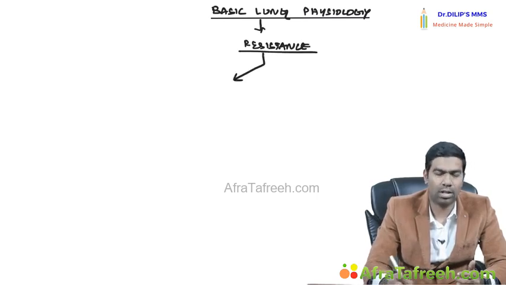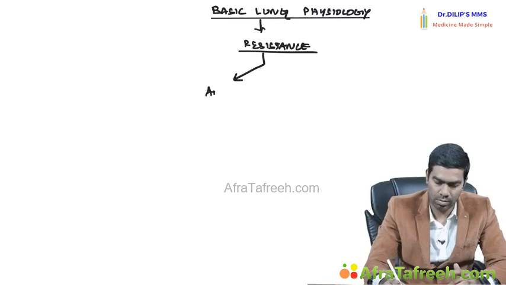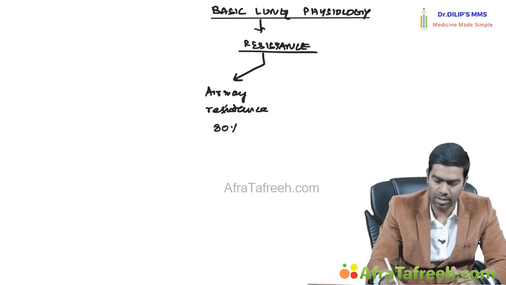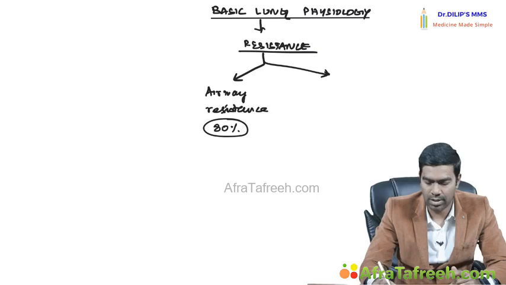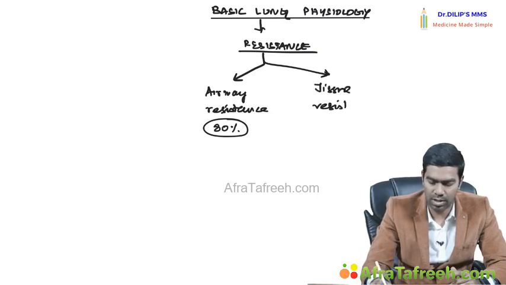Resistance in the lung is contributed by two things. One is what we call airway resistance, and this is the one that contributes the majority. Almost 80% of the resistance is coming from the airways only. And the second one, we also have tissue resistance. Around 10 to 20% of the resistance of the lung is contributed by the tissue resistance.